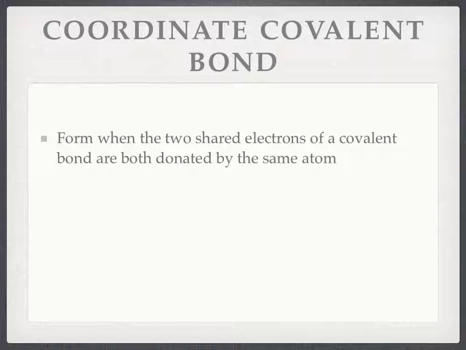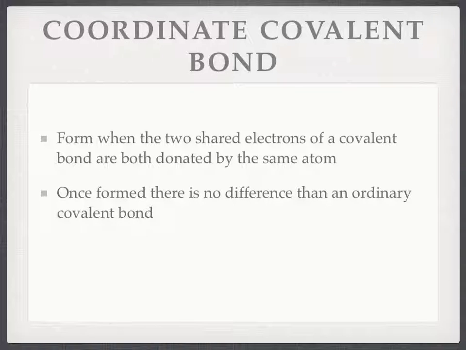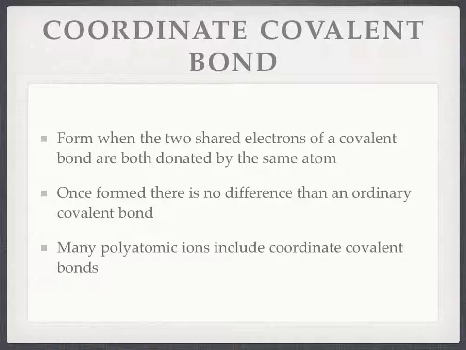These form when the two shared electrons from a bond come from the same atom. So if one atom donates both electrons to the bond, now it goes around both different atoms, but the two electrons came from one. Once you do that, you couldn't tell the difference. It's just like every other ordinary bond. The only difference is that one atom donated two instead of both atoms donating one. And a lot of polyatomic ions are like this, so we'll show you a couple of these.